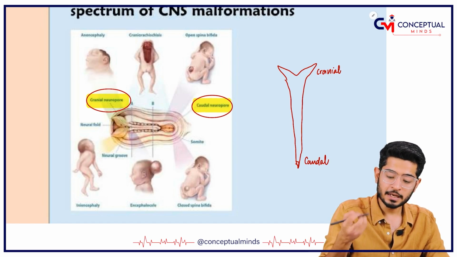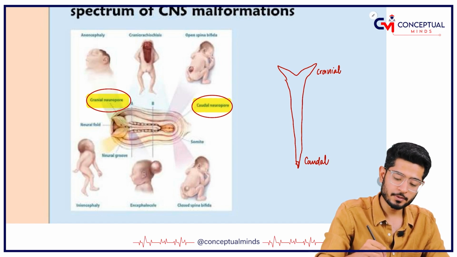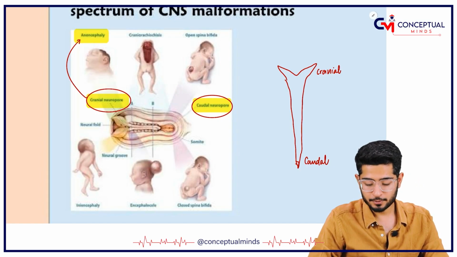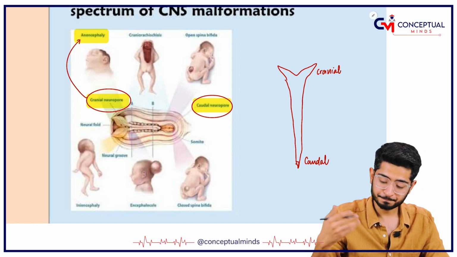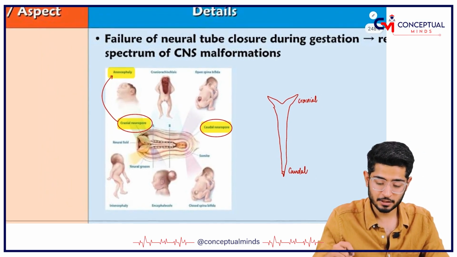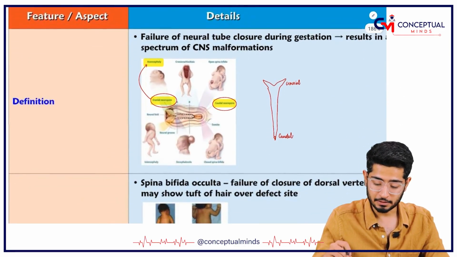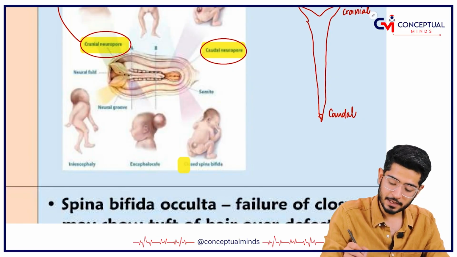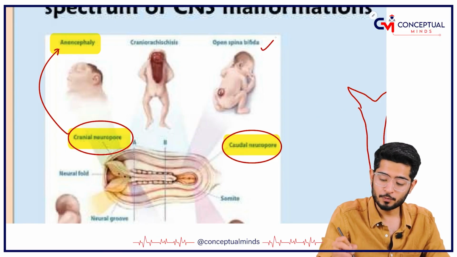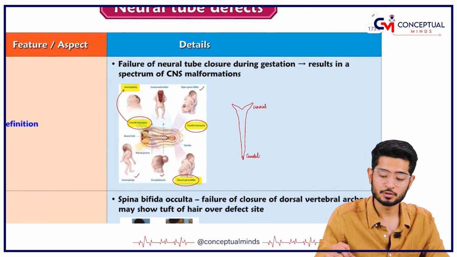So if the cranial neuropore is not formed properly, this can cause anencephaly. And if the caudal neuropore is not formed properly, it can cause spina bifida, and then you have open spina bifida. So all these things are going to be there.